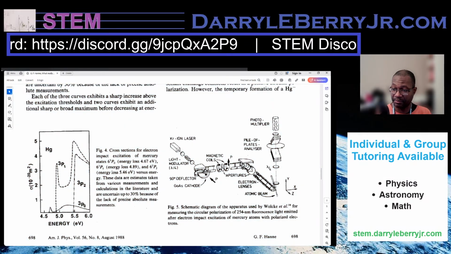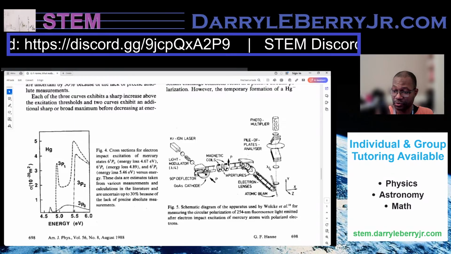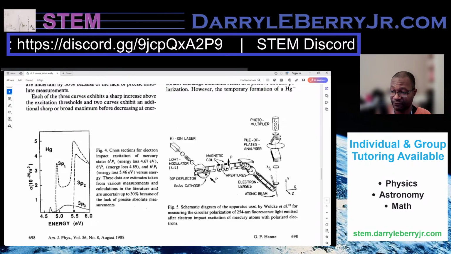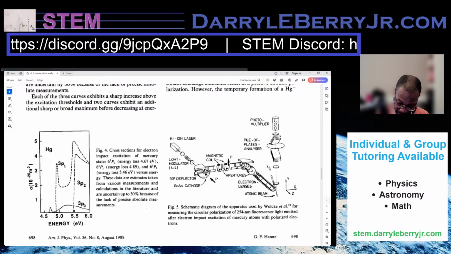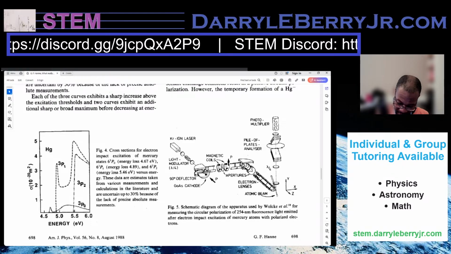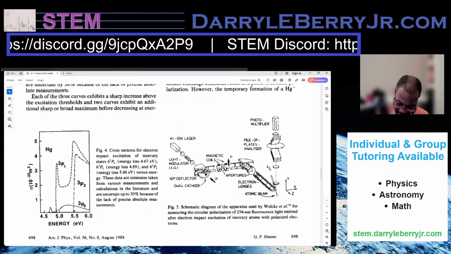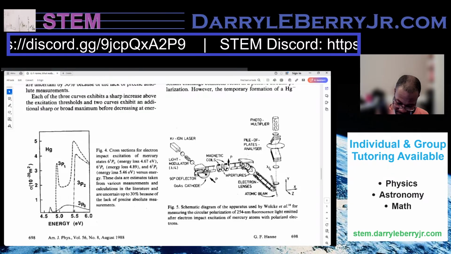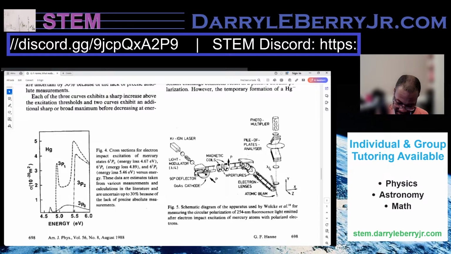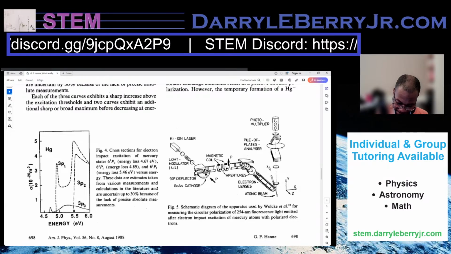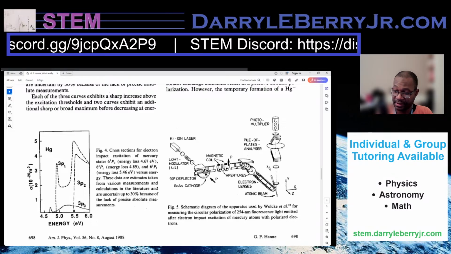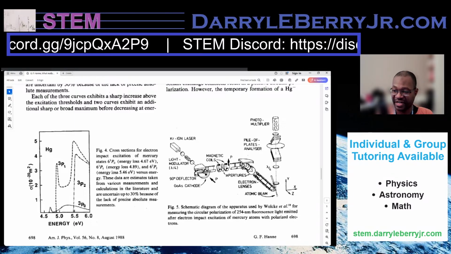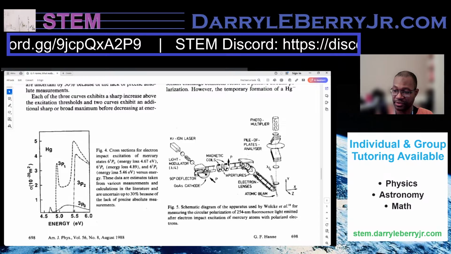Cross-sections for the electron impact excitation of mercury state 6,3P0, energy loss of 4.67 electron volts. And normally it is, what was it, 4.9? And 6,3P2, energy loss of 5.46 electron volts versus energy.